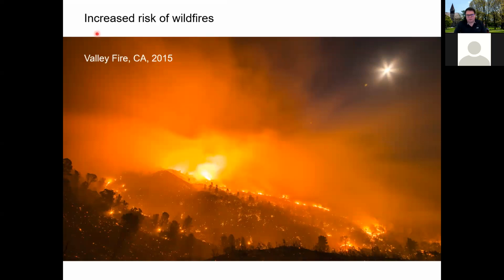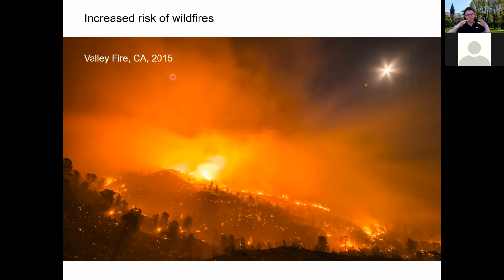Not so explicitly related to groundwater, but drought in the region actually causes, not surprisingly, a series of factors. One of them is related to the increased risk of wildfires. This is actually the Valley Fire from 2015, but if you've been watching the news in the last several months, there are plenty of concerns with forest fires ongoing in the region.